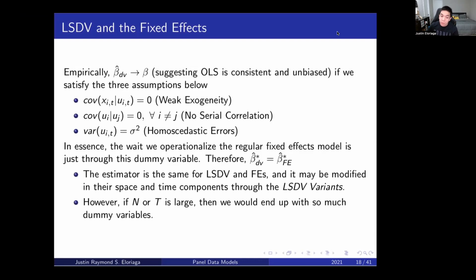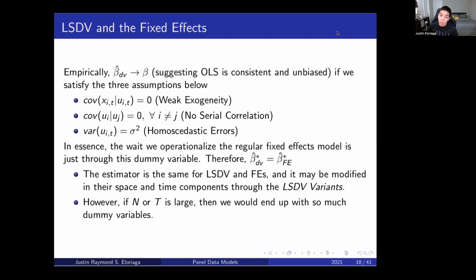However, if n or t is very large, then we would end up with so many dummy variables. So that's the concern. In the example I pointed out, we just had 3 cities, so estimating 2 additional dummy variables is not that big a deal. But say you were dealing with a panel data set that involved 100,000 or 200,000 individuals. If you wanted to do the dummy variables approach, you would need to estimate 99,999 dummy variables.